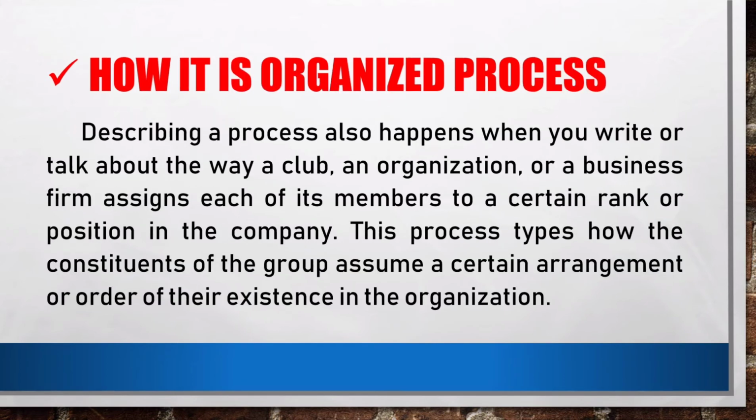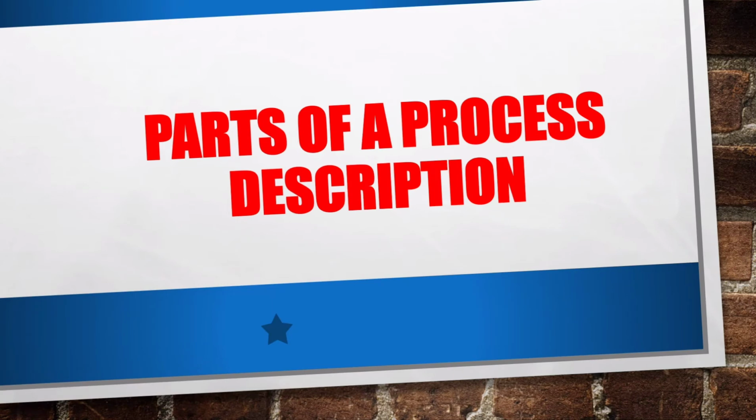The last type of process description is how it is organized. The three types of process description occur more frequently than this fourth one. This type of process happens when you write or talk about the way a club or organization assigns each of its members to a certain rank in the company. In other words, this type of description is focused on how the constituents of the group assume a certain arrangement in the organization. Now let's move on to the different parts of a process description.